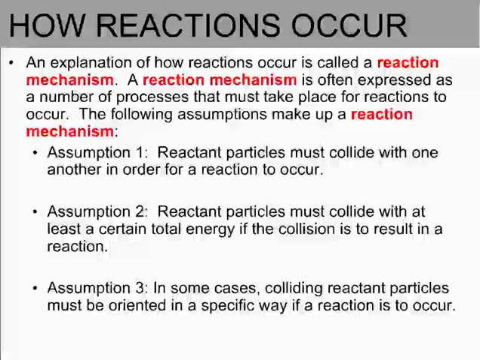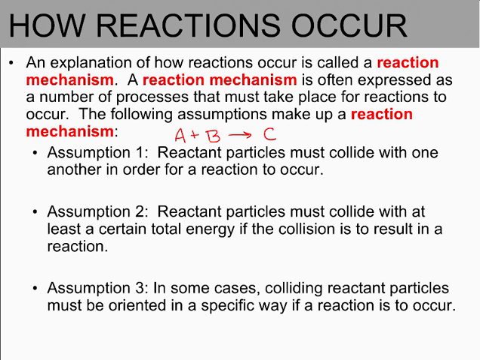A reaction mechanism is often expressed as a number of processes that must take place for reactions to occur. Down below we have a few assumptions for how a reaction occurs. For assumption 1, we're assuming that reactant particles must collide with one another in order for a reaction to occur. Let's say we have a reaction between A and B, and they're going to form some product, C. So we have a combination reaction there.